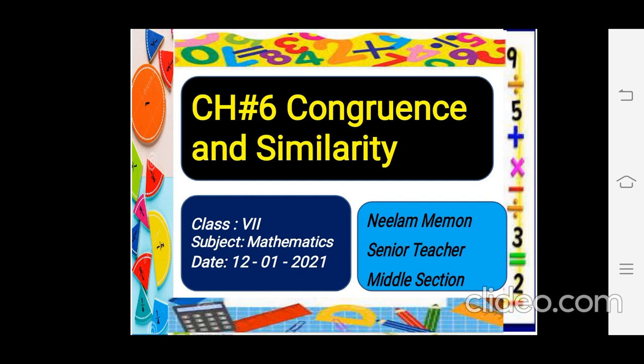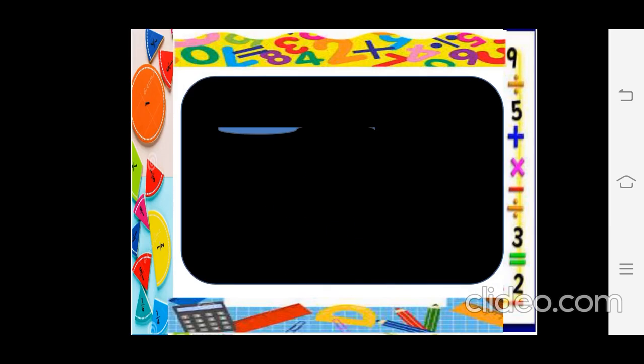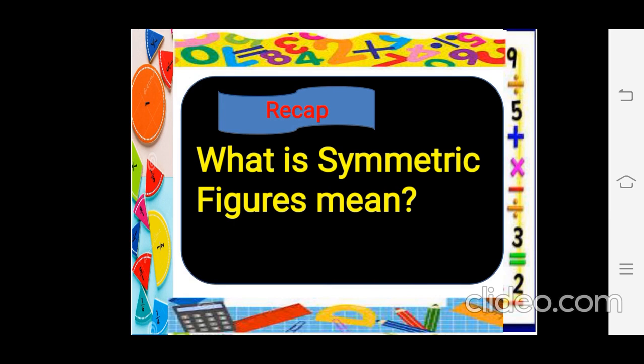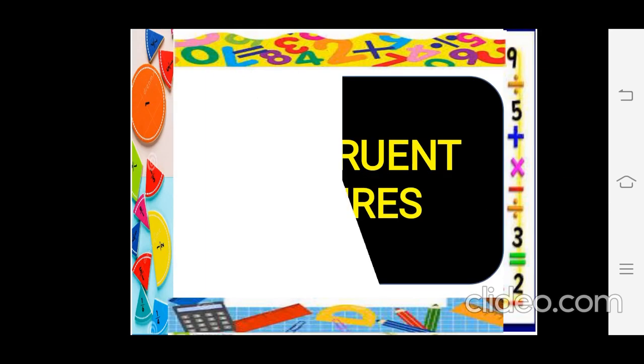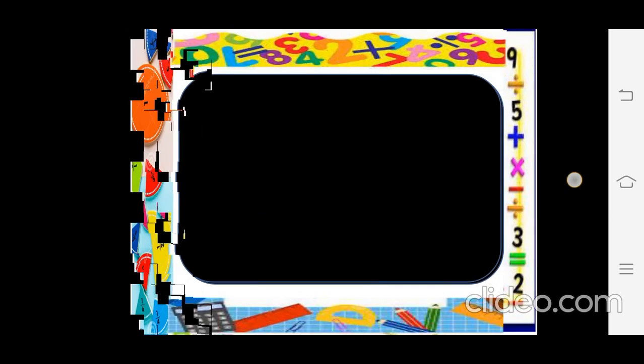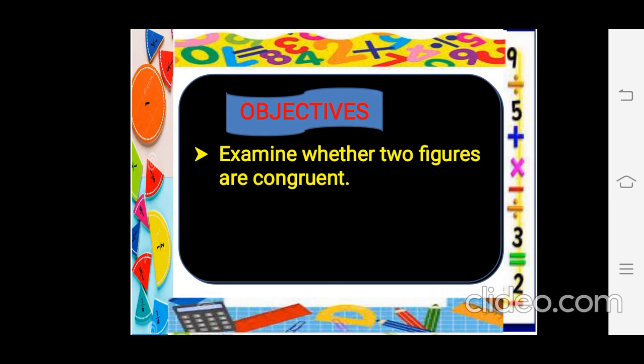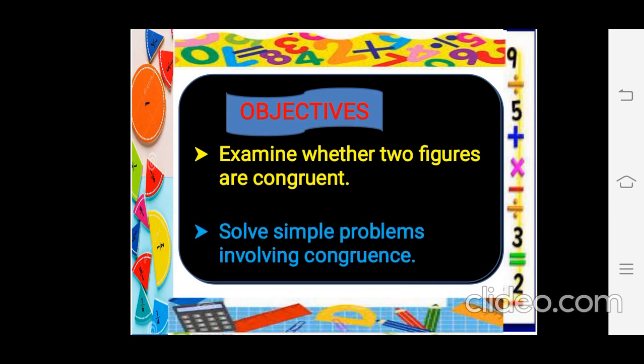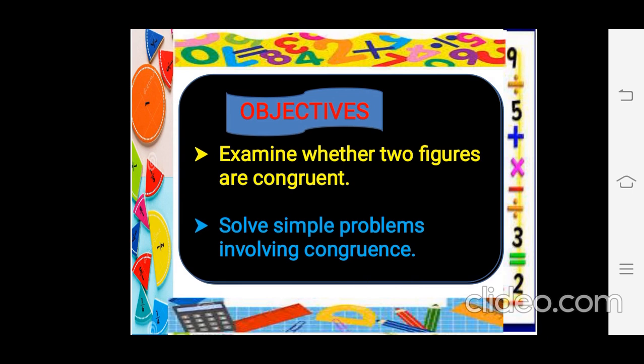Chapter number 6, congruence and similarity. Now what is symmetric figure means? Today our topic is congruent figures. Our objectives are: we will be able to examine whether two figures are congruent, and solve simple problems involving congruence.